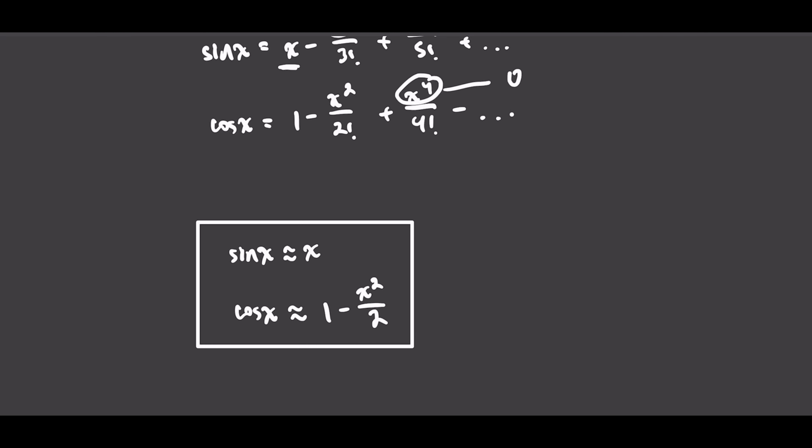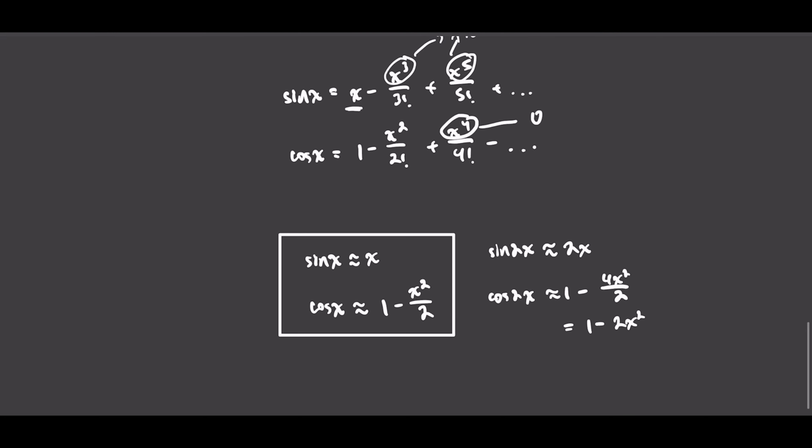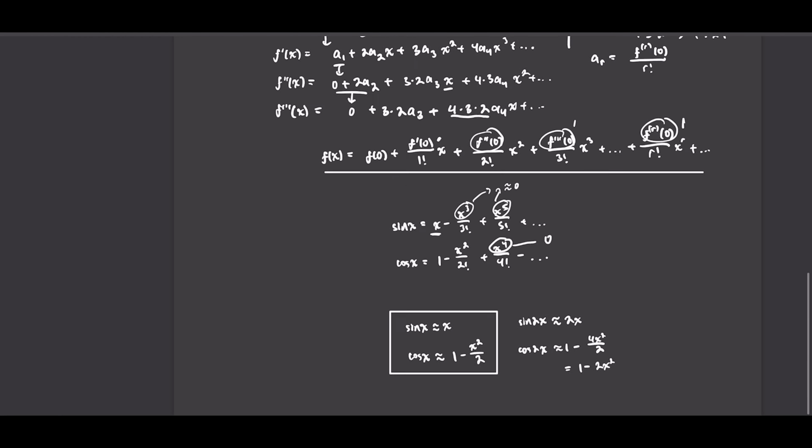However, sometimes it is difficult to determine what angle is considered small. Usually, angles below 1 radian are considered small enough. And conventionally, if x is a small angle, then the multiples of x, such as 2x, 3x, would be small as well. And therefore, we can also take sine 2x to be approximately 2x and cosine 2x to be approximately 1 minus 4x squared over 2, which is 1 minus 2x squared, and so on. So this is Maclaurin's series.